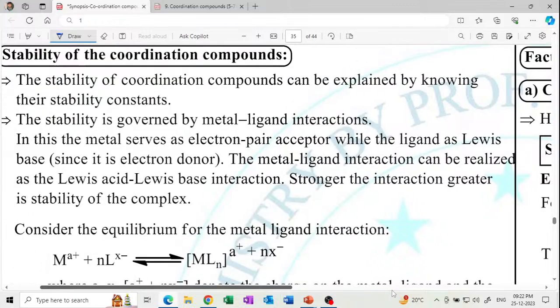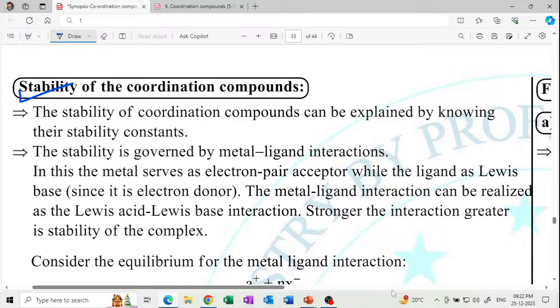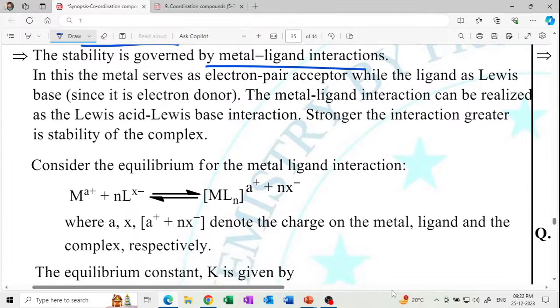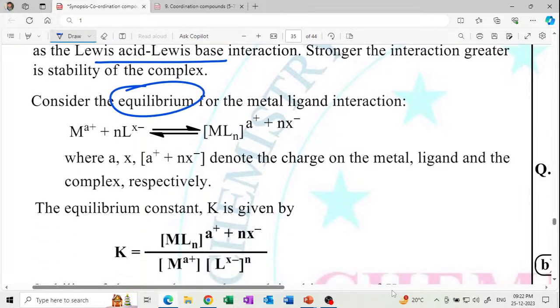Okay, the last part is the stability of the coordination compounds. Stability is explained by the stability constant, the ligand-metal interactions. So this is very important. Ligand is a Lewis base. The metal-ligand interaction is stabilized by the Lewis acid-base interaction. So this is the equilibrium constant value actually. This is the equilibrium constant K.